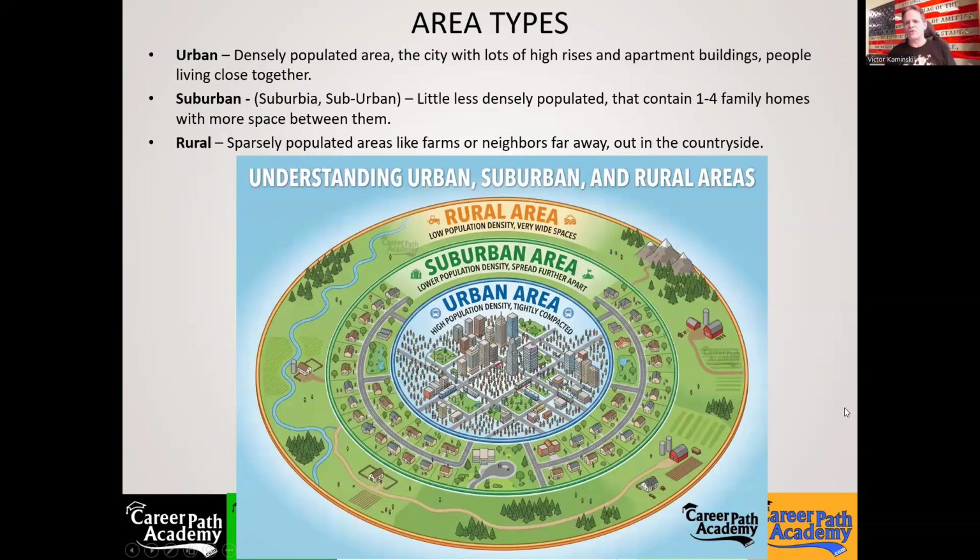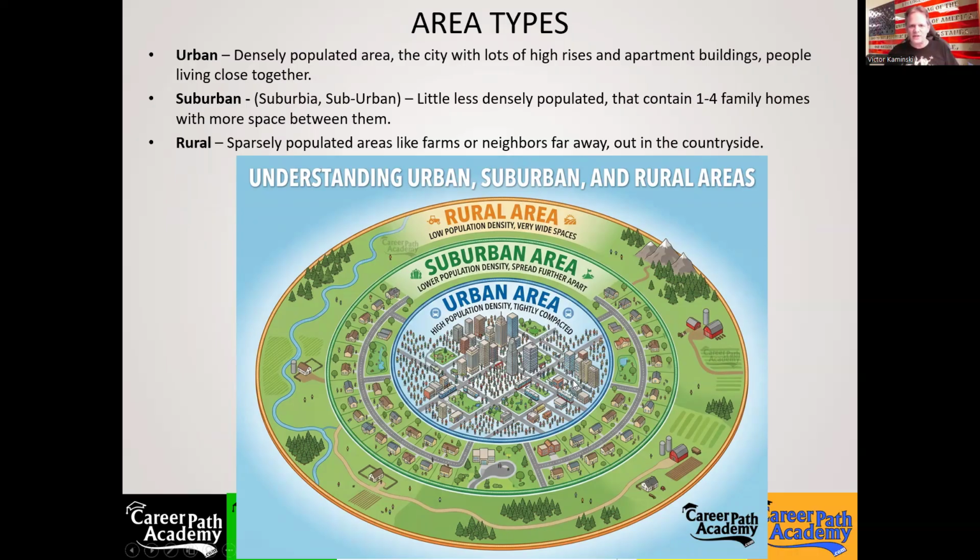So I talked about rural. What is rural? What is urban? What is suburban? Okay, don't answer those questions. I've gotten some wacky answers from students before. Let's not go there. So what is an urban area? It's a densely populated area with lots of high rises, apartment buildings, and people living in close proximity. It's like the city, the inner city, right?